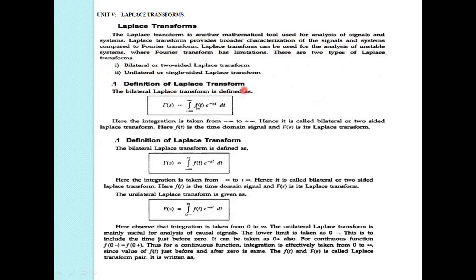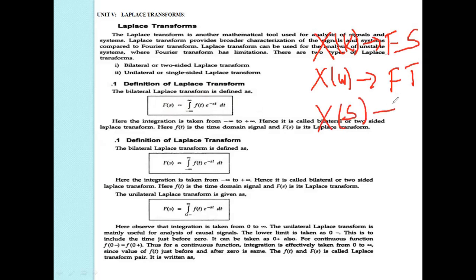And now the definition of the bilateral Laplace transformation. Till now, we learned the Fourier transformation: x of omega in the frequency, and x of k is the Fourier series, x of omega is the Fourier transformation. Now it is x of s, the Laplace transformation, the s value.